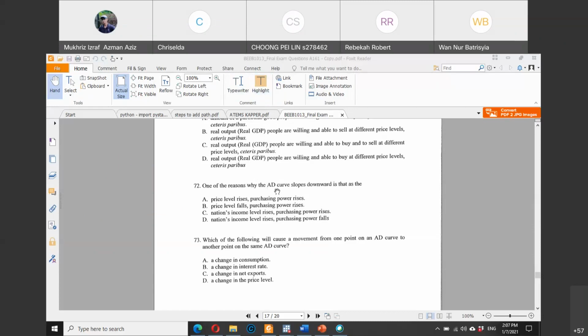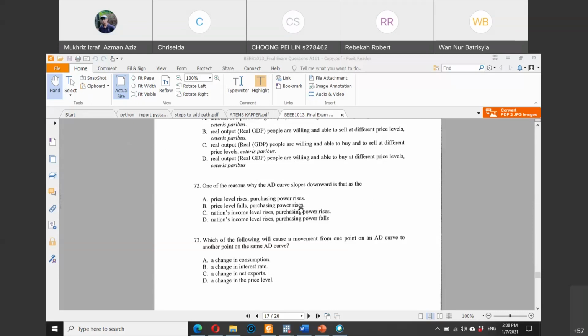Okay, so the AD slopes downward. Those who answered B are correct. Price level falls, purchasing power rises. So we're not talking about the income level here. Aggregate demand, because the curve is about looking at the relationship between price and quantity.